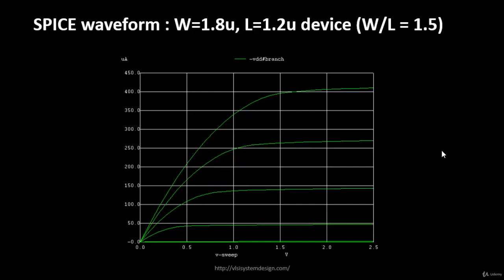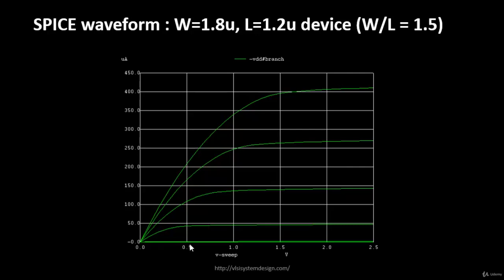Hello everyone. In the last video we completed one small SPICE simulation and these are the results for it. You have the drain current on the y-axis and the voltage, VDS, the drain to source voltage, on your x-axis. Okay, so you see different kinds of plots over here. To start with, let's look into the plots one by one.